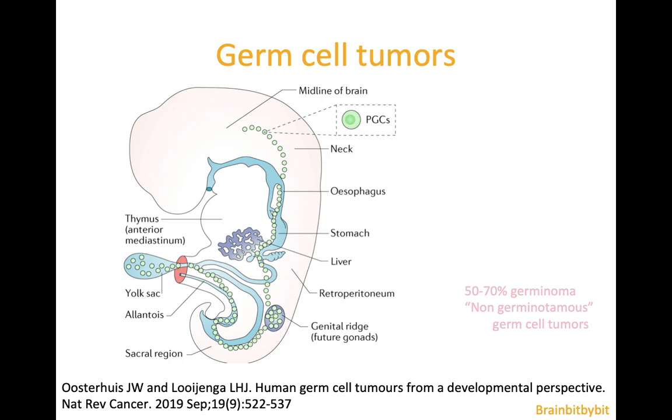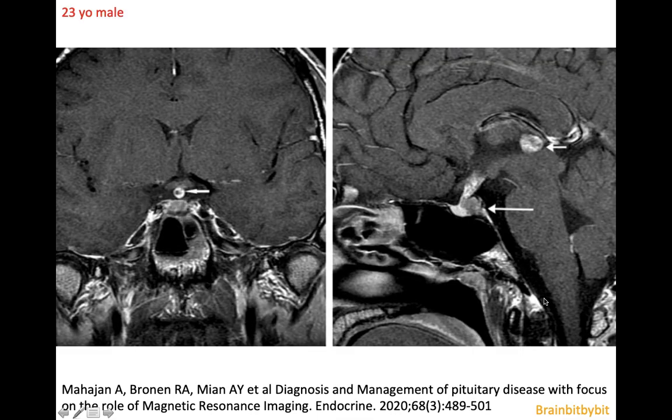I'm going to show images of germ cell tumors of the central nervous system. They have a peak incidence in adolescents between 10 and 15 years, and the majority of germ cell tumors in the central nervous system are germinomas. Germ cell tumors occur in the midline, and in the central nervous system the most common location is the pineal region, followed by the pituitary region, and sometimes germ cell tumors are bifocal, as in this case.